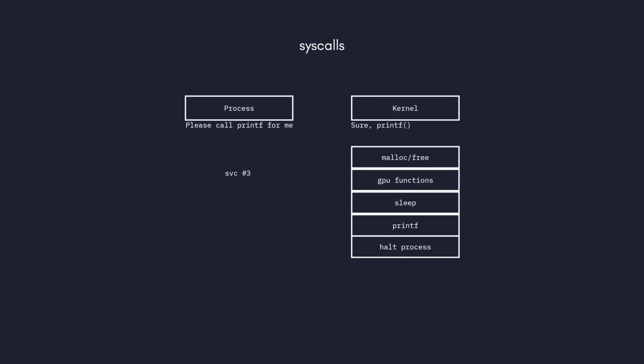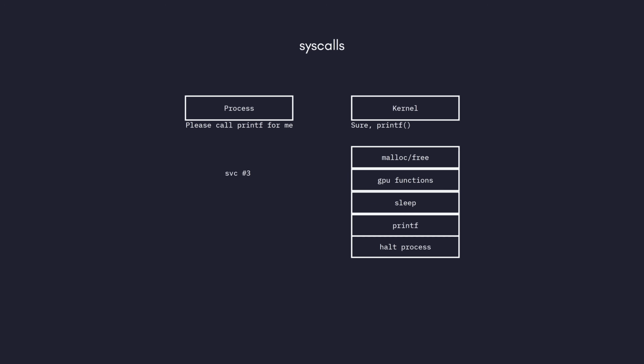That way we can have it allocate memory and free memory for us, the GPU functions that communicate directly with the device in order to draw to the screen, a sleep function which we will see in a second, the printf function that we've talked about so far. And by the way, just to differentiate the privileged version of printf and the unprivileged version that is the syscall, I've renamed the kernel one to kprintf, short for kernel printf. And finally, another syscall for halt process, which just stops the current process from running. There are a few more, but these are just good examples.